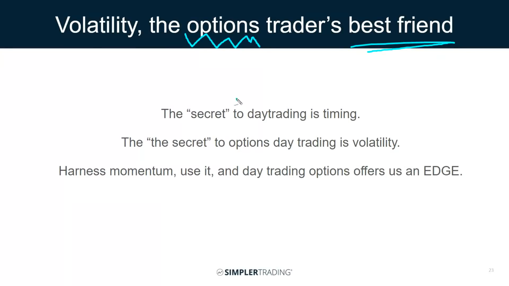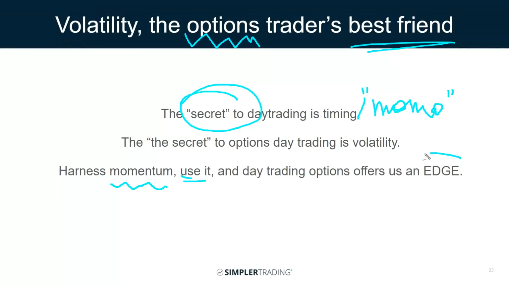All right. So the secret to day trading is timing. And I'm going to say even timing, another way traders might understand this is to harness, as we call the MOMO, the momentum. The secret to options day trading is that momentum, that volatility. Timing and volatility in its culmination is momentum. Harness that momentum, right? Use it, and day trading options offers us an edge. You might say, well, what does that mean, harnessing momentum?